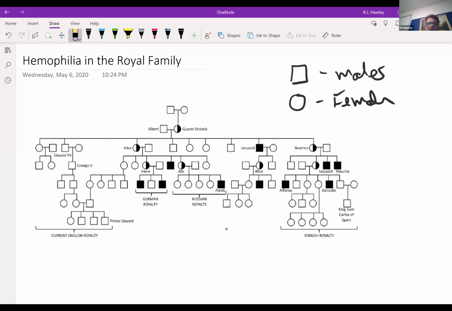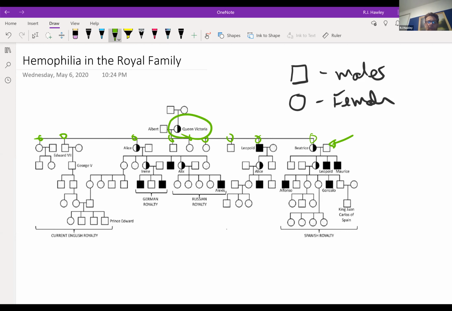So in this pedigree, Queen Victoria's a carrier. Let me change colors. And she had 9 children, right? Every one of these lines is one of her kids. 3, 4, 5, 6, 7, 8, 9. So 9 children who lived. And then these children got married. So Beatrice married whoever this was. You can look all this up if you're curious about hemophilia in the royal family, who these people were and what years they lived.